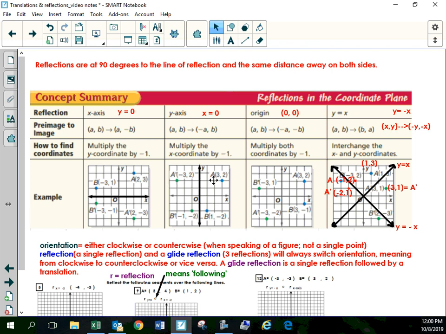So what is that distance? 1, 2, 3. So I count 1, 2, 3. And there's my A prime. Notice that says A prime right there, -3, 2. So if I look at the pre-image point, 3, 2, and the final image point, -3, 2, what has changed?